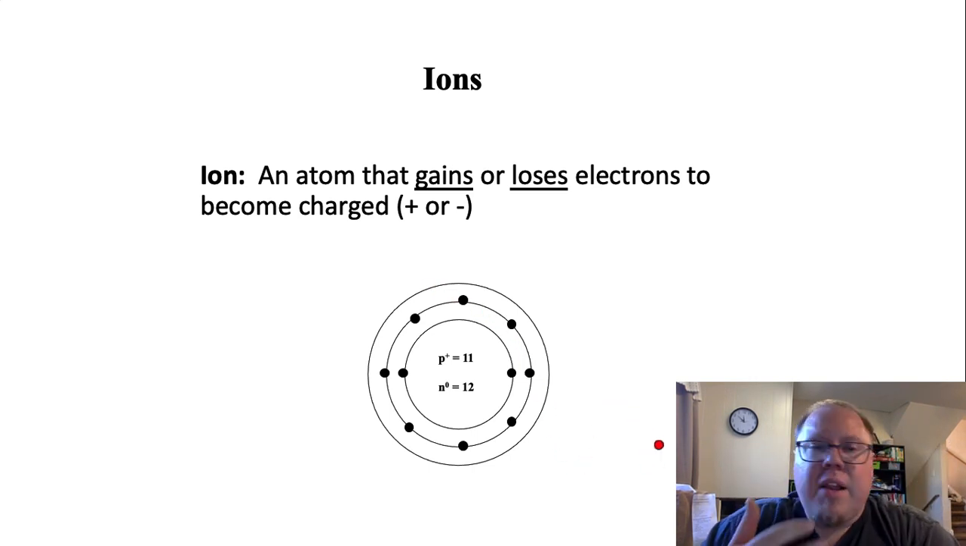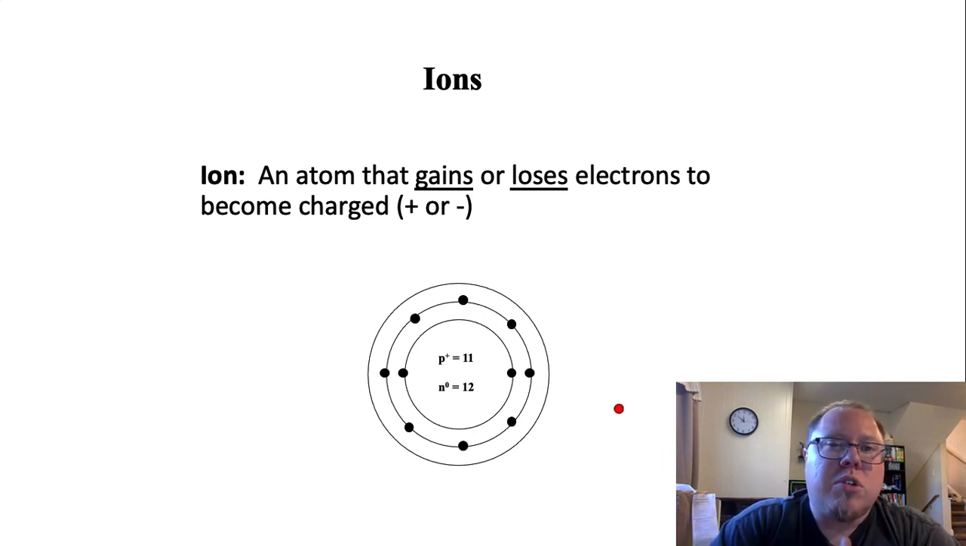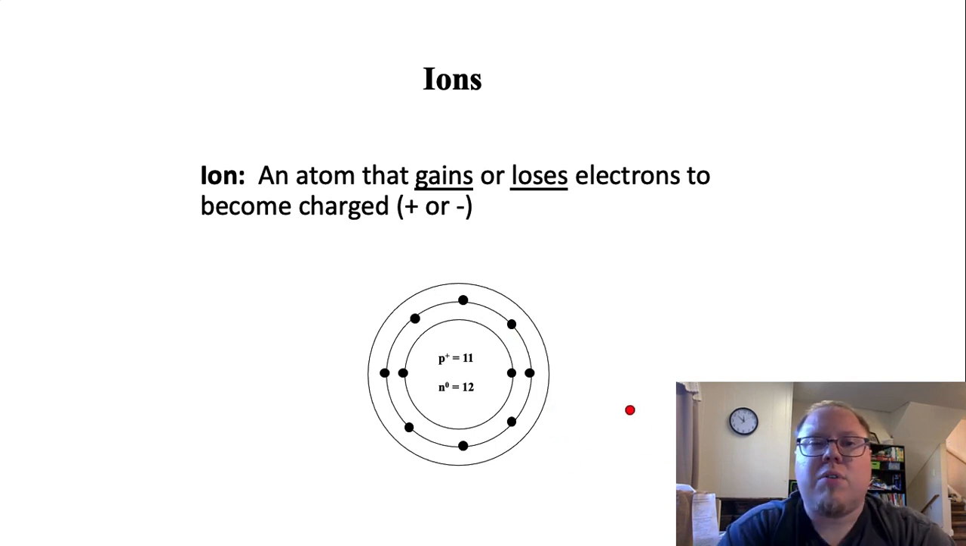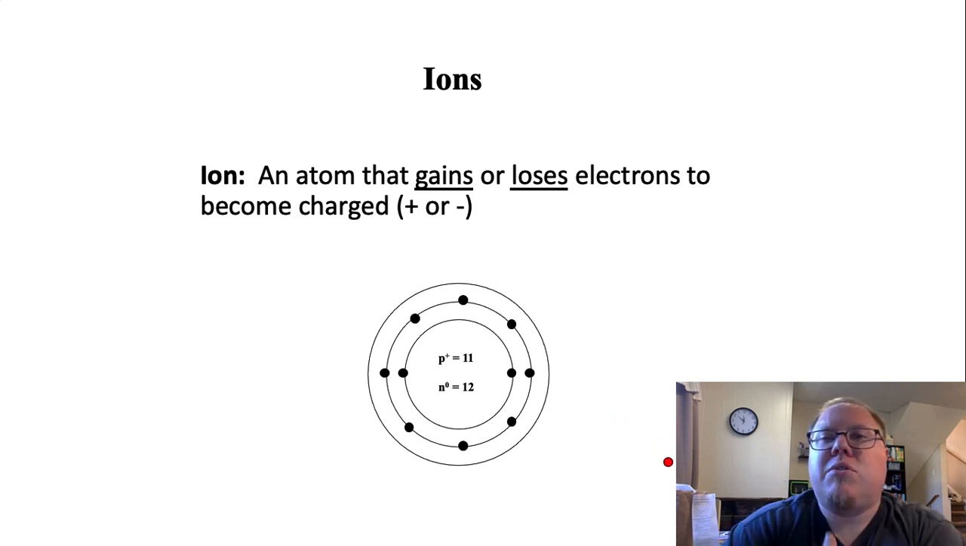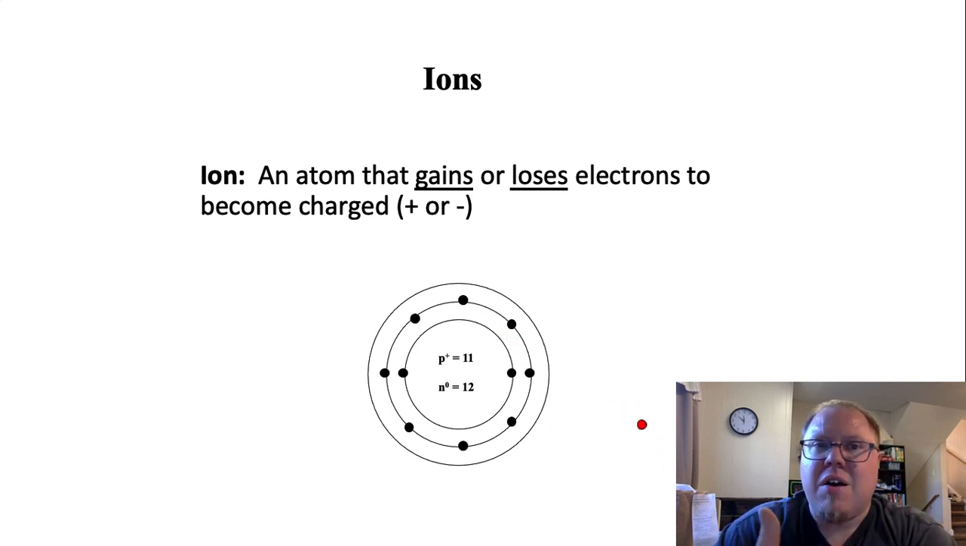If you gain electrons, you actually become negatively charged because electrons are negative. If you lose electrons, you become positively charged because now you have more protons than electrons if you lose some of those electrons. All right? So what happens to the size of an ion when the atom loses or gains these electrons? Well, it's actually 2 different things. It either gets bigger or smaller.